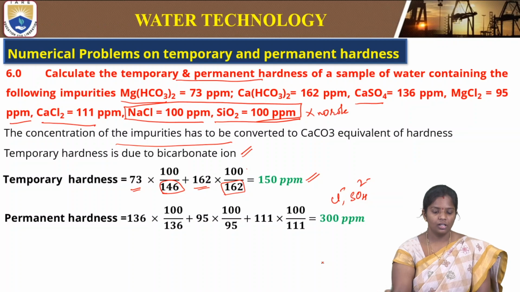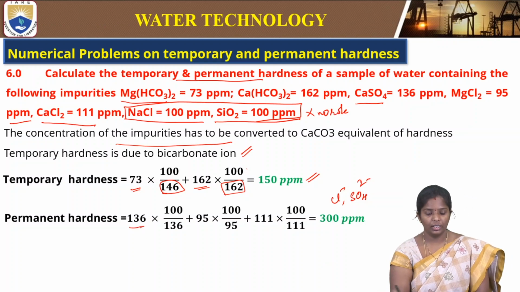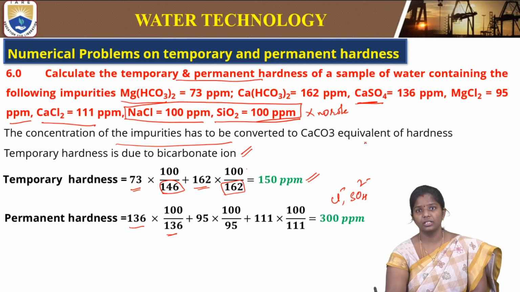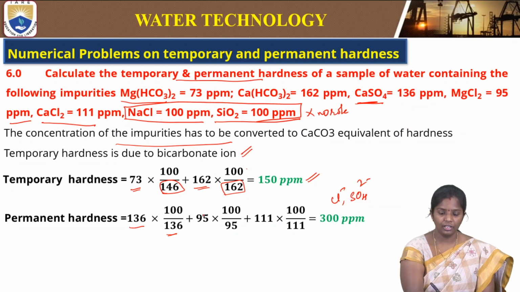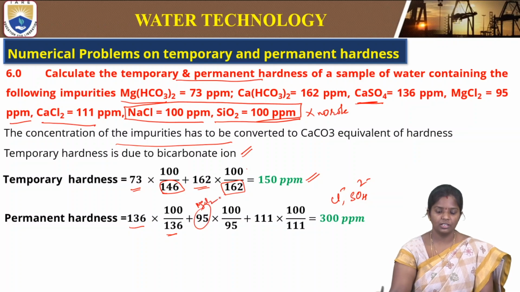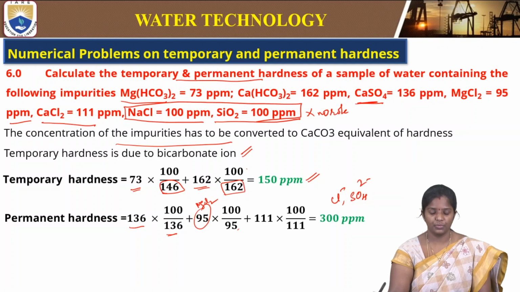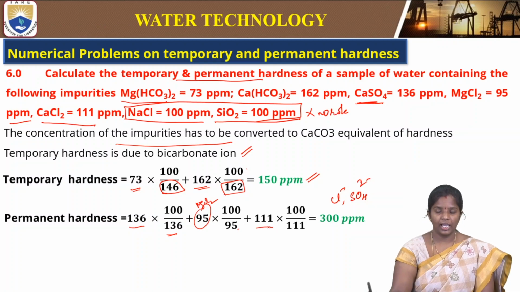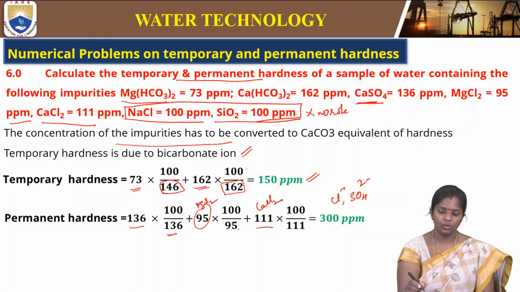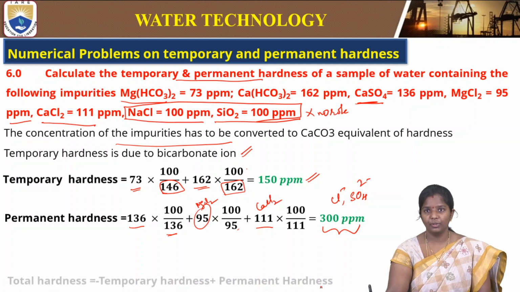So this 136 into 100/136, it is due to the calcium sulfate that is present in that particular water sample, and 95 is the magnesium chloride. So 100 into 95 is again the molecular weight. Here the molecular weight and the weight that is causing the hardness is similar, but in other cases we have to calculate the molecular weight and only then substitute. Then 111 is the calcium chloride into 100/111, and we ultimately get 300 ppm that is causing the permanent hardness.